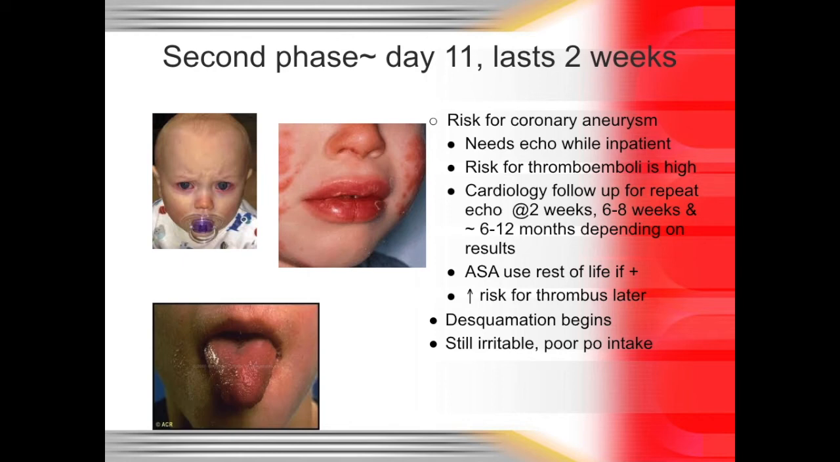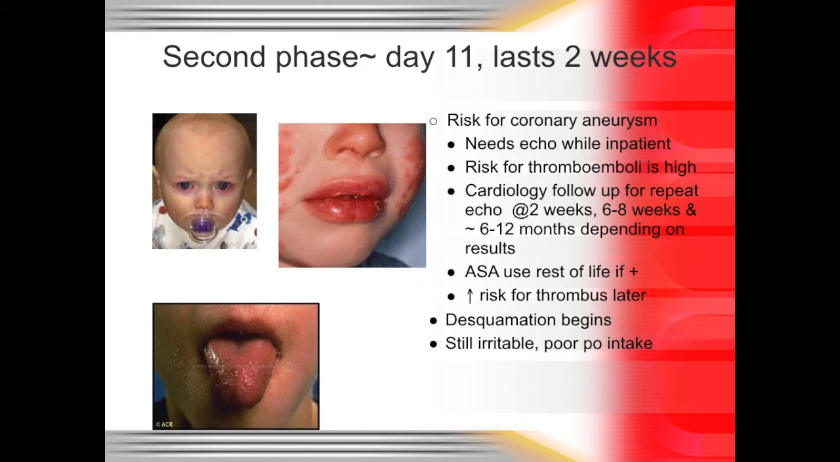This child will be followed by cardiology upon discharge, which happens after the echo and after we infuse treatment. They'll be seeing cardiology at 2 weeks, 6 to 8 weeks, and about every 6 to 12 months, depending on the results of the echo. If the echo is negative at 2 weeks and again at 6 to 8 weeks, this child is probably in the clear.